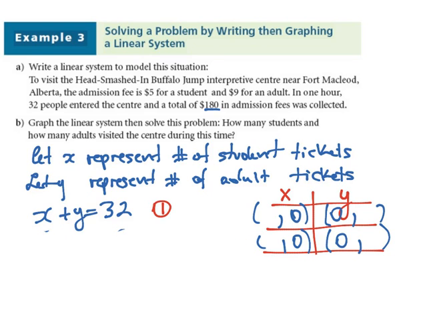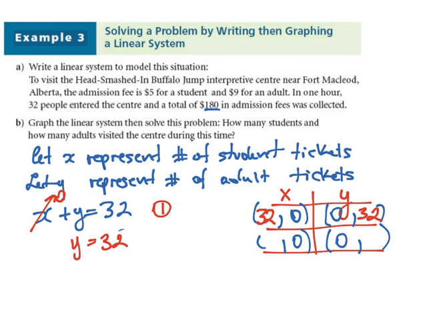The first thing we should do is plug in 0 for the y. That becomes 0. And x then becomes 32. So our first x-intercept is 32 and 0. Now for the y-intercept, x is 0, so this becomes 0. Therefore y becomes 32 in itself.